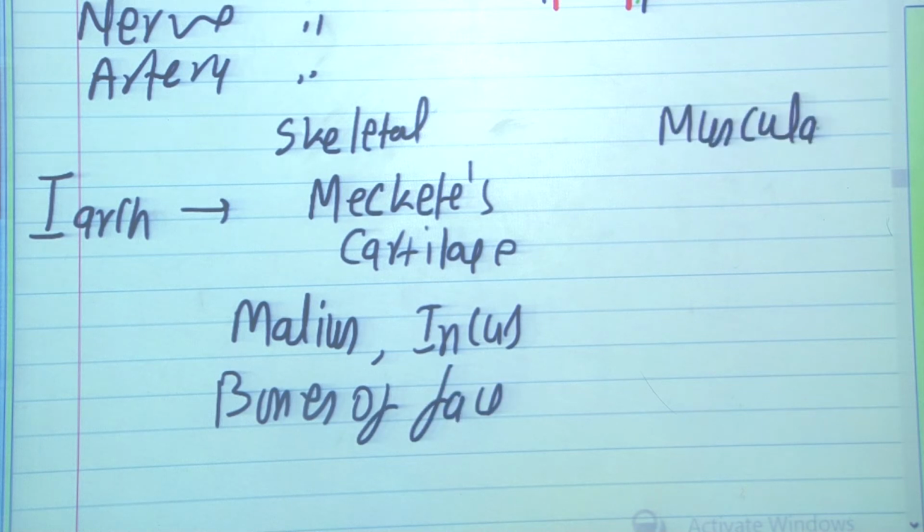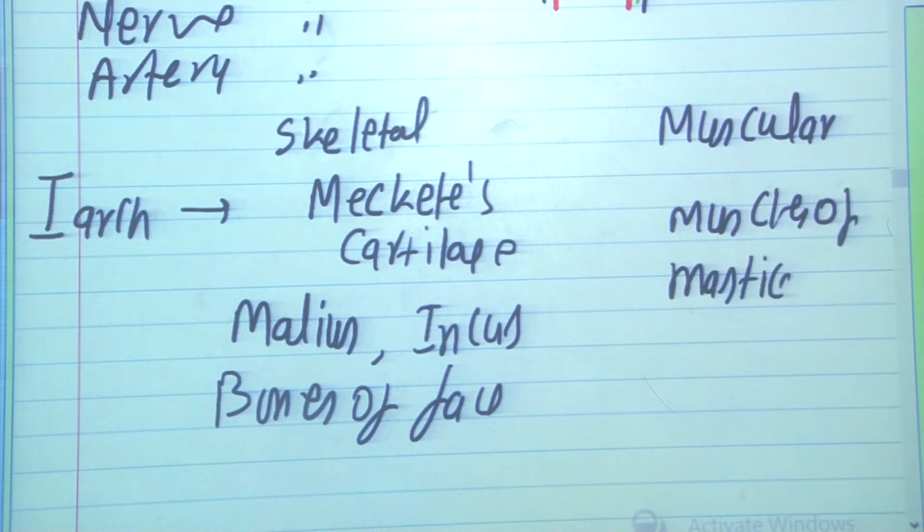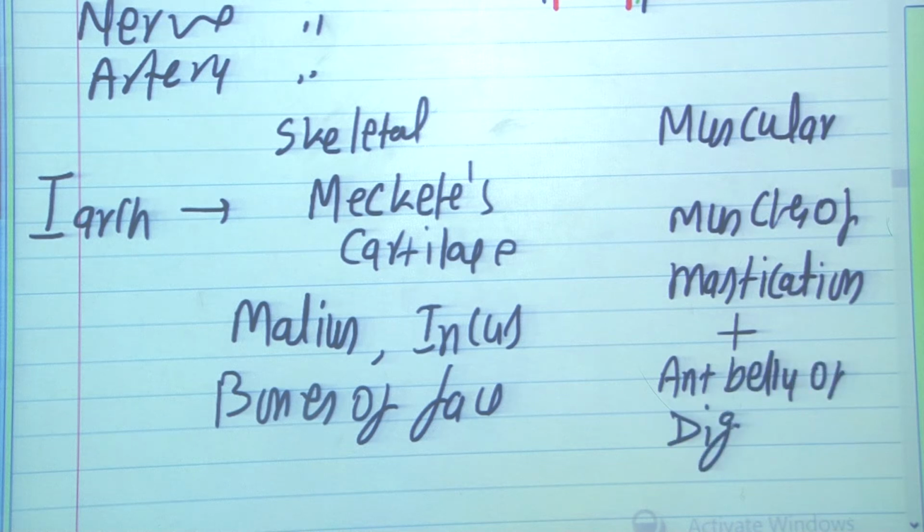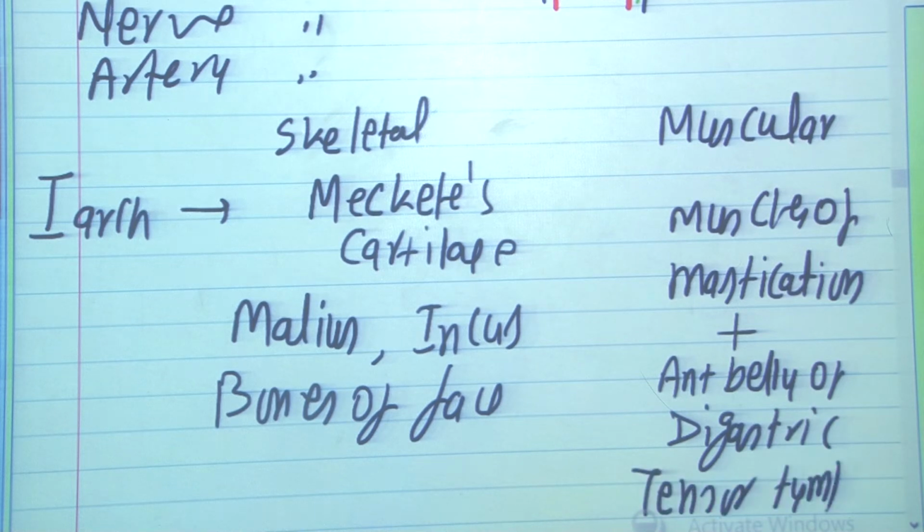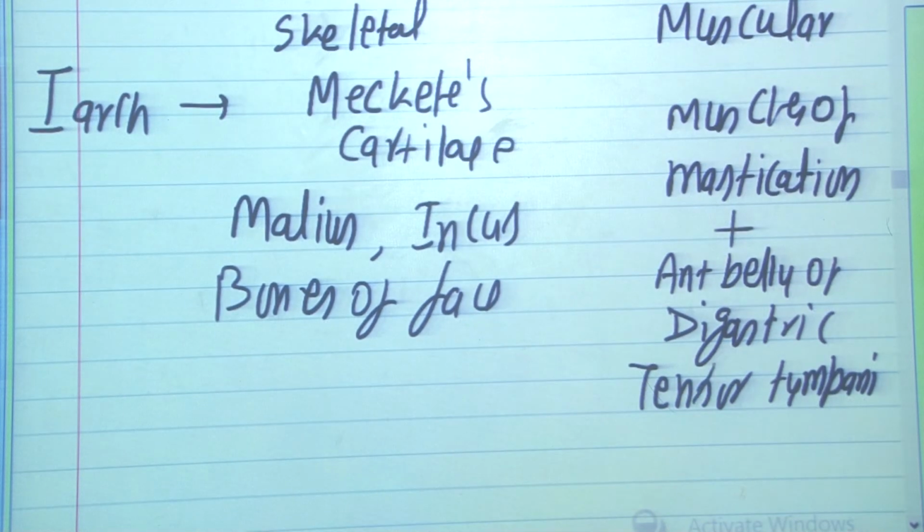Muscular component, it forms muscles of mastication, then anterior belly of digastric muscle, tensor tympani and tensor palatii. These muscles are the derivative of the first pharyngeal arch.